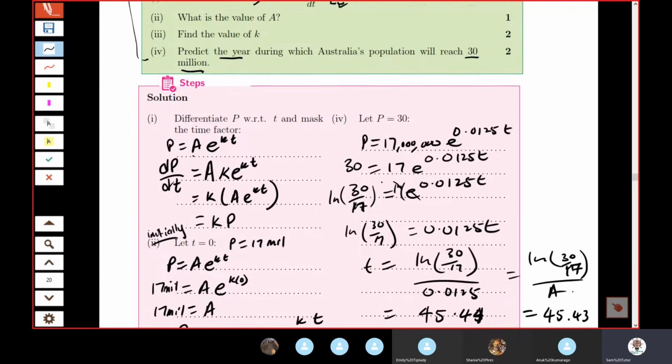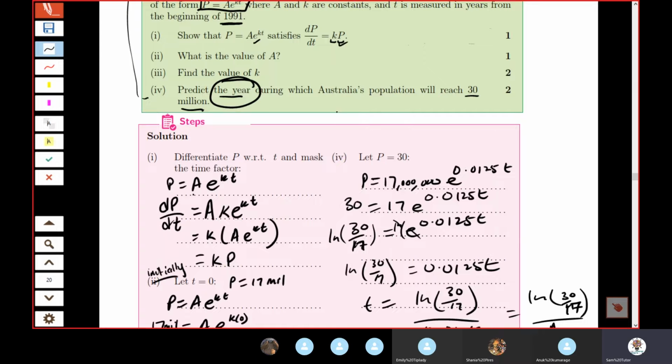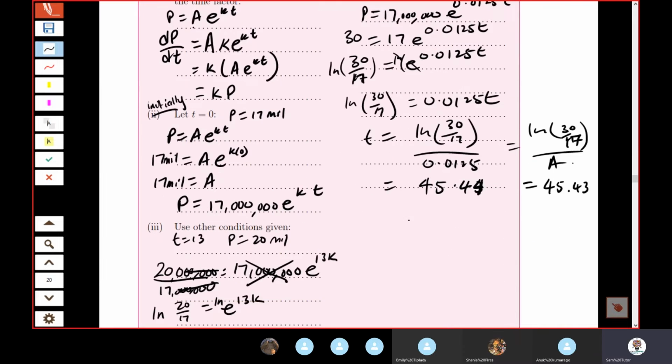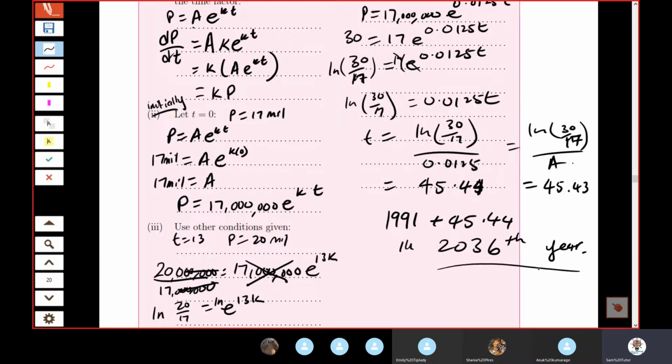You wouldn't have got 4 marks because the question did say predict the year during which Australia's population will reach 30 million. So it started off at 1991 plus 45.44. So in other words, in 2036, in the 2036th year. If you didn't write that, you will not get the extra mark. In the 2036 year. All right. Any questions?